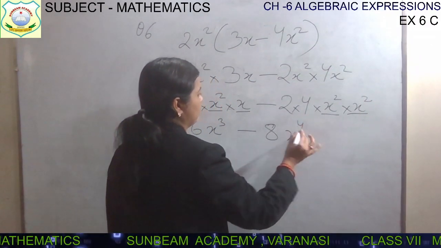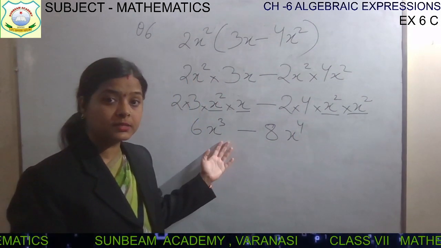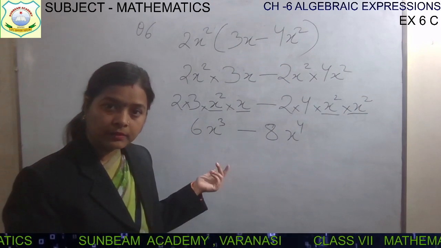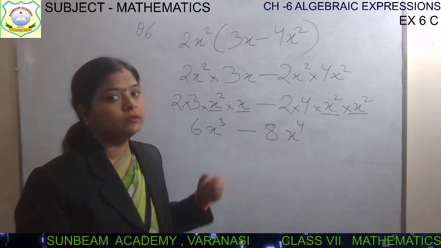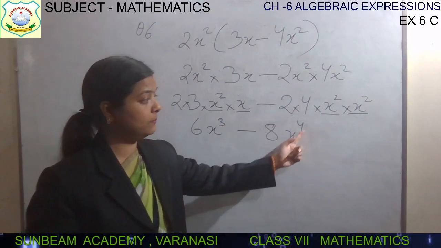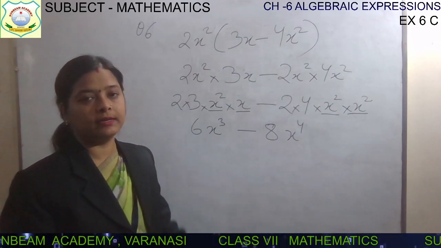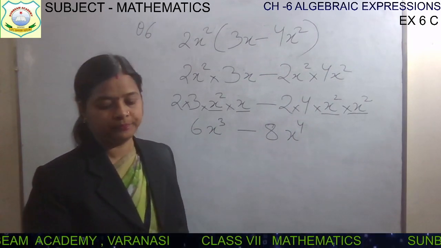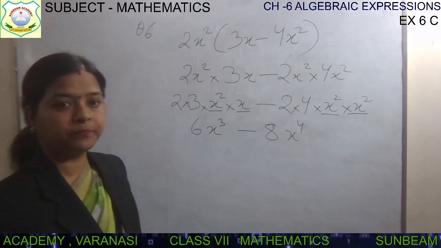X to the power 4. Same case here, children. We cannot subtract these two terms because they are unlike. Why are they unlike? They have the same variable, so why are they unlike? Their powers, variable power 3 and variable power 4, are different. That is why we cannot add or subtract. They are unlike terms. So till here we have the answer.